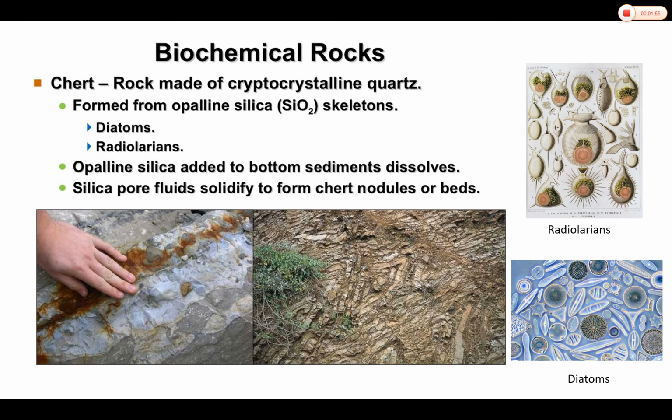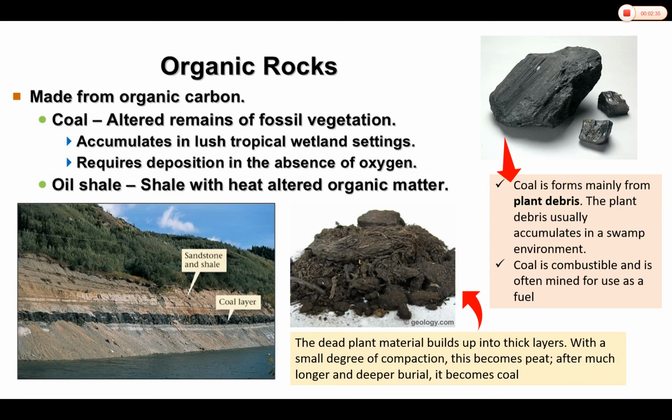Okay, this is an example of the biochemical rocks that form from the silica SiO2 skeleton, from the skeletons of diatoms and radiolarians. These are the smallest animals below the water, underneath the water, that will produce the rock that we call chert. This is one example of the biochemical rocks.